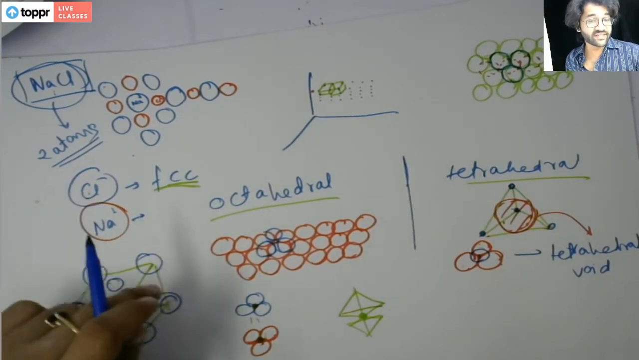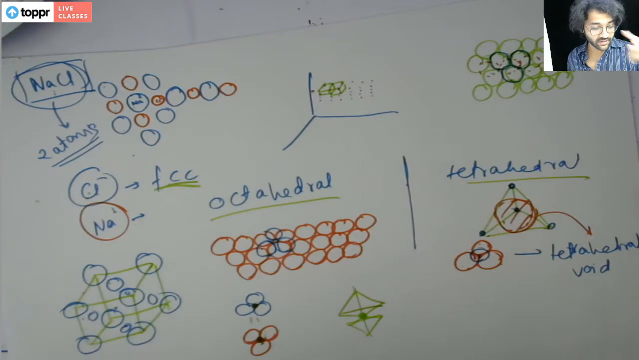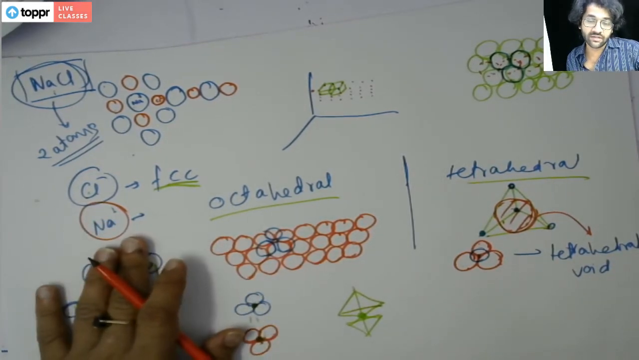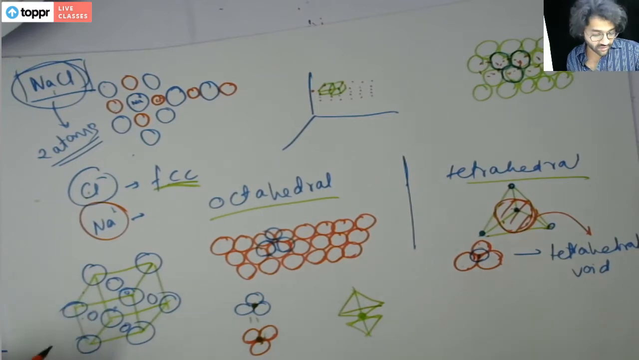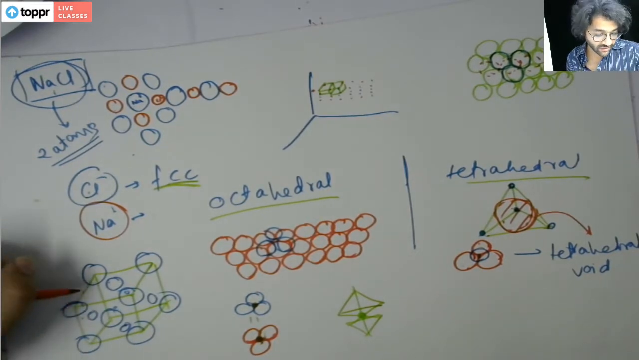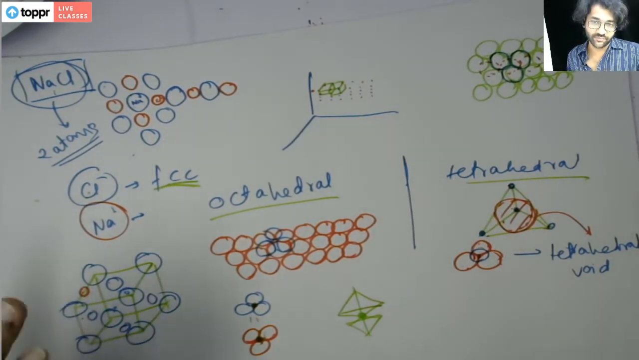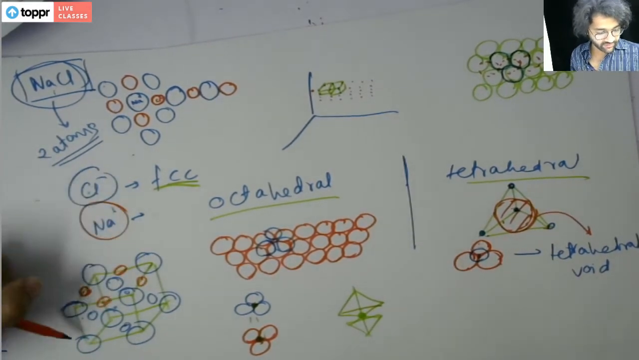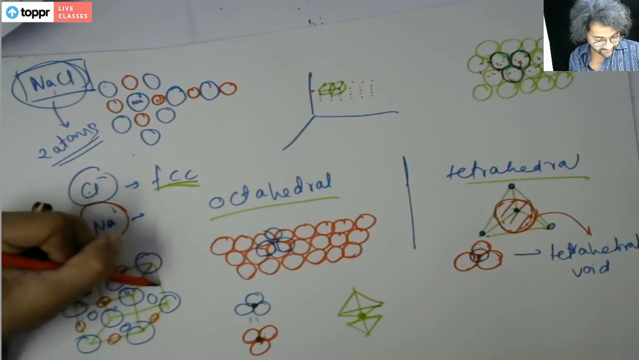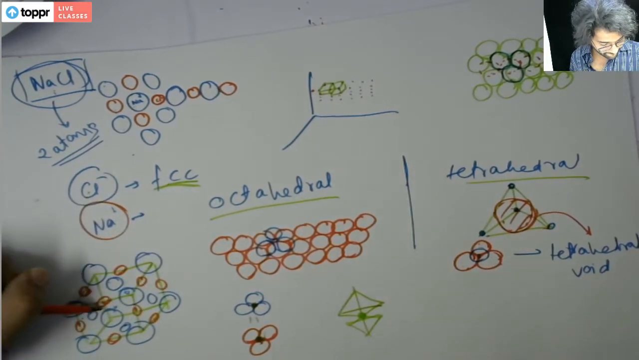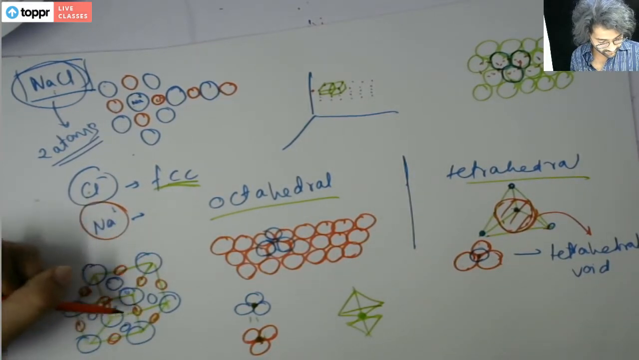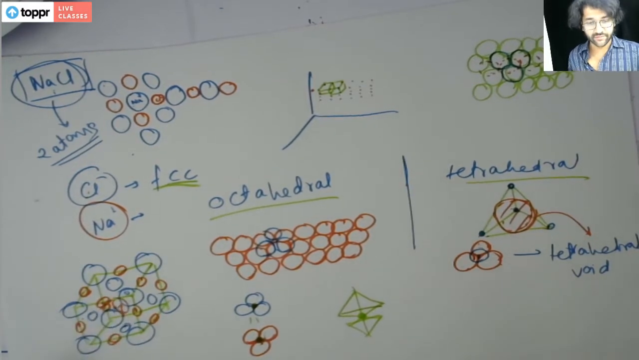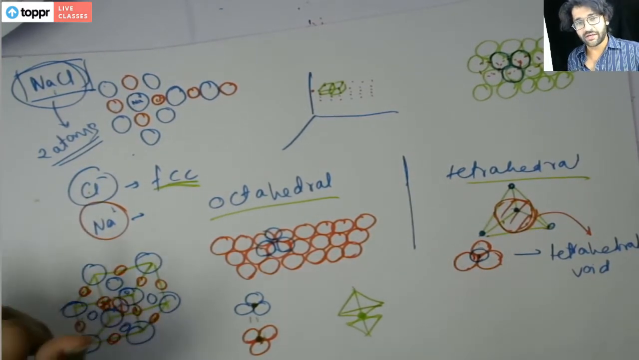So all the face centered sites are covered by Cl-. Now this face centered geometry will create octahedral sites. These octahedral sites are majorly present at the edge. So these edges are then covered by Cl-. And also there is one at the center, the body center. So these are all the octahedral sites.